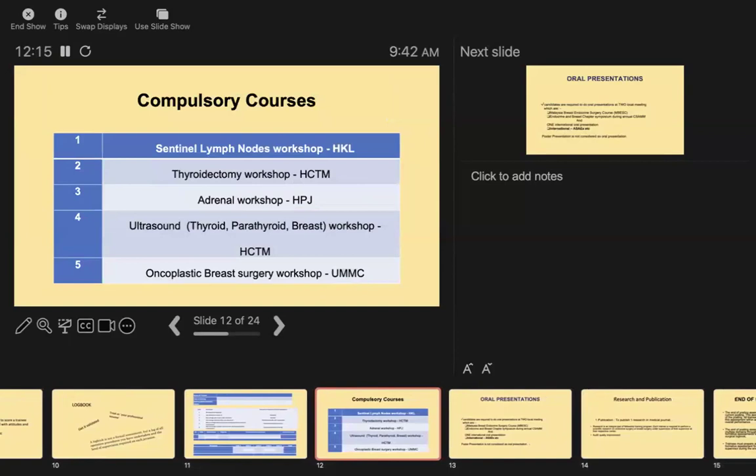Compulsory courses. In KB, we have decided these are 5 compulsory courses per year. And HKM, HTTM, HPJ, and UMMC will take this on, probably for the next 5 years, and maintain this, right? UMMC will take on the oncoplastic breast surgery workshop. UKM will take the ultrasound and thyroid workshop, adrenal workshop, and sentinel lymph node workshop.